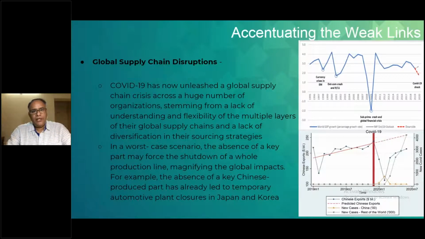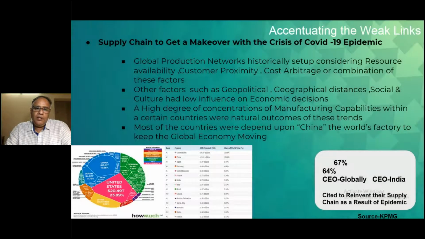Moving to the next slide, continuing with this topic on the pandemic: the global production network has historically been considered from the angle of resource availability, customer proximity, cost arbitrage, or a combination of these factors. We never considered how a pandemic would affect the supply chain or how the whole network has to be estimated. Everybody looked at whether resources were available, whether production capacities were there, and how cheaply we could get the product. That is what supply chain network people used to think about.